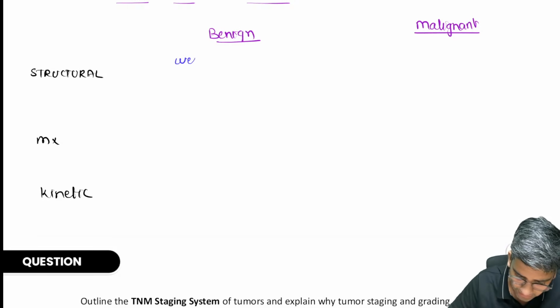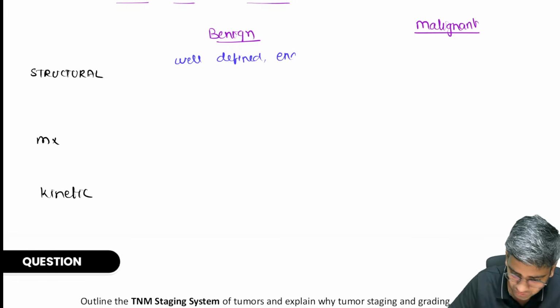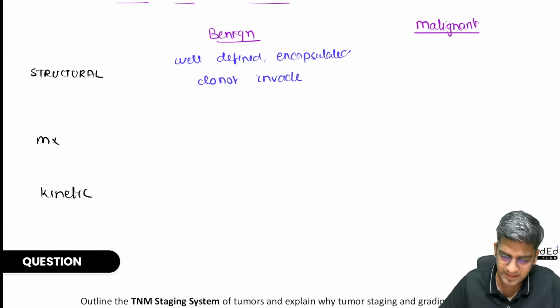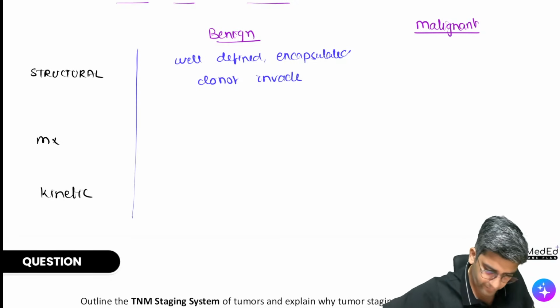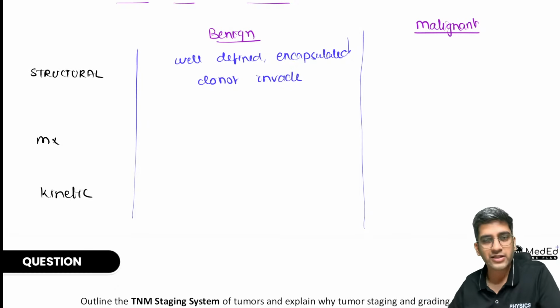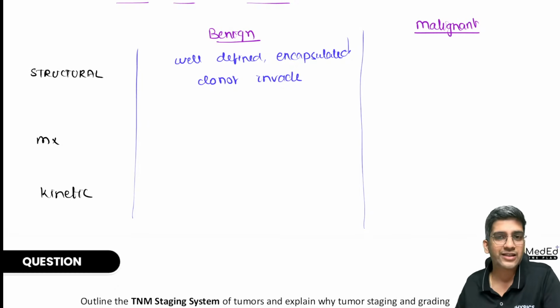They are well defined, encapsulated, and they do not invade surrounding tissue, right? So that's for benign. If possible, take scales. If there's a table, draw a neat table. That gives an extra brownie point.